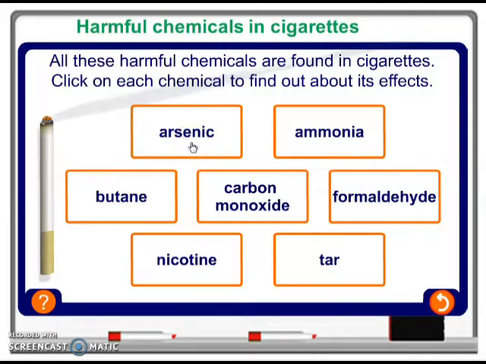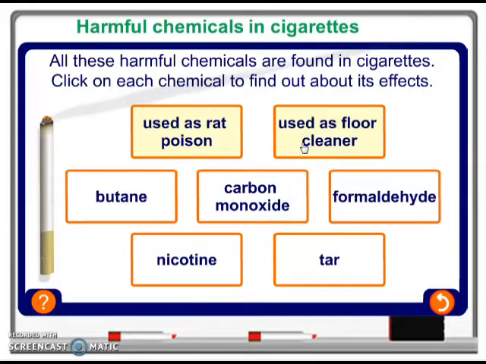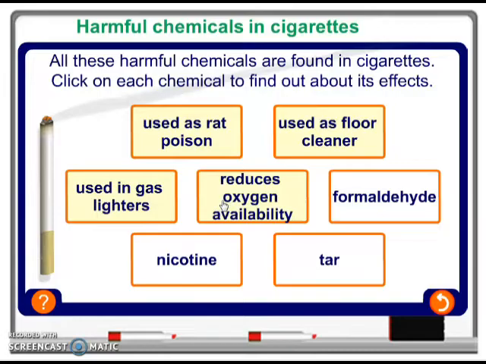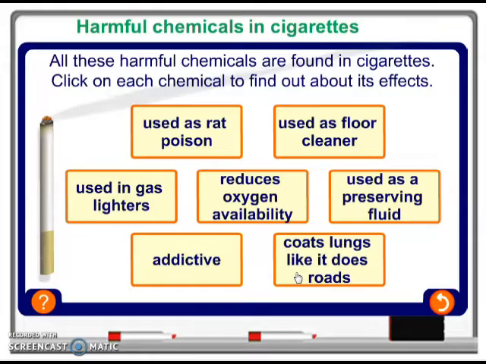First is arsenic. Arsenic is used as rat poison. Ammonia is used as floor cleaner. Butane is used in gas lighters. Carbon monoxide reduces oxygen availability. Formaldehyde is used as preserving fluid. Nicotine is very addictive, and tar coats lungs like it does roads.